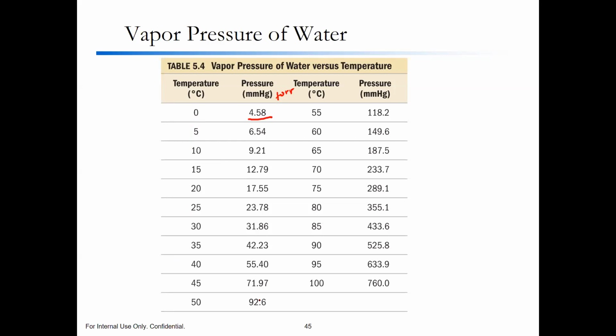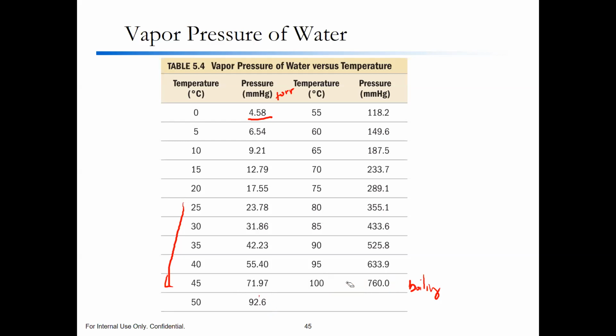So what we notice is when it gets hotter, the pressure gets higher. Right? The more pressure, the more evaporation. And then right here at 100 degrees Celsius, the vapor pressure equals the atmospheric pressure. When the vapor pressure equals the atmospheric pressure, that is called the boiling point. The water is always evaporating at different temperatures, but when you get to 100 C, it's called boiling because the vapor pressure equals the atmospheric pressure.